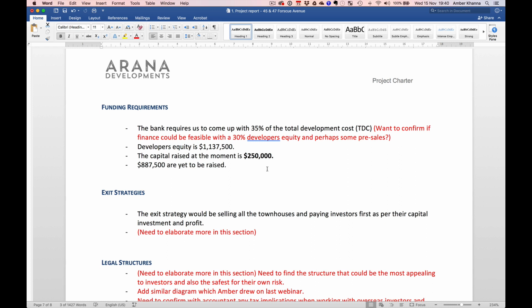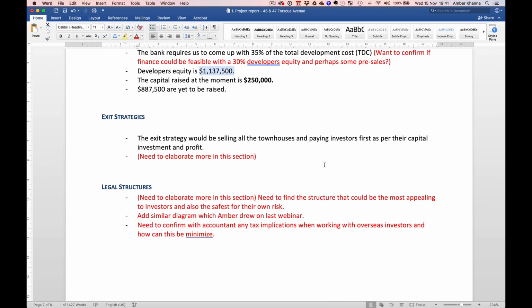Capital raise at the moment is 250. 887 are yet to be raised. So you need to, okay, so you've come up with a developer's equity of 11,375,500. Okay. The exit strategy should be at 35%. That would be selling all townhouses and paying investors first as per their capital investment profit. Need to elaborate more on this section. Your exit strategies in this scenario, there are actually none.